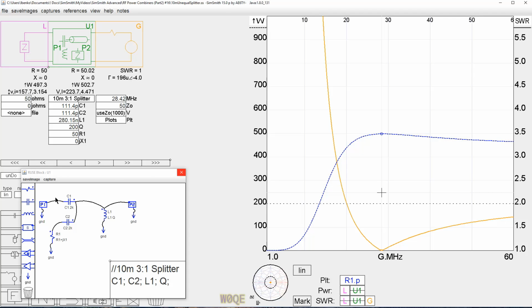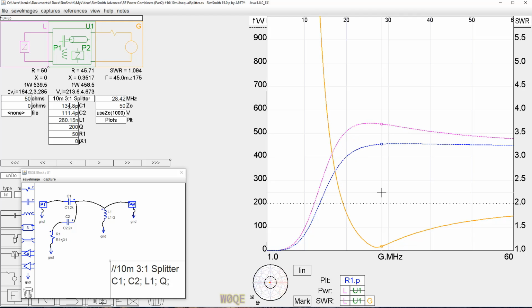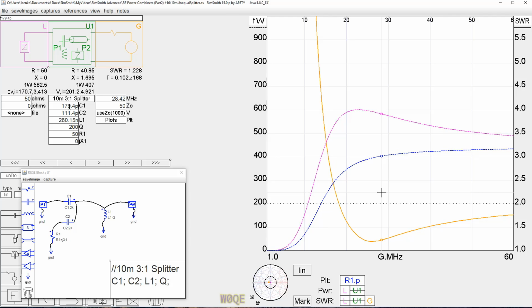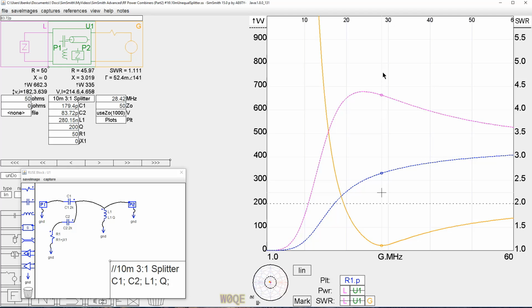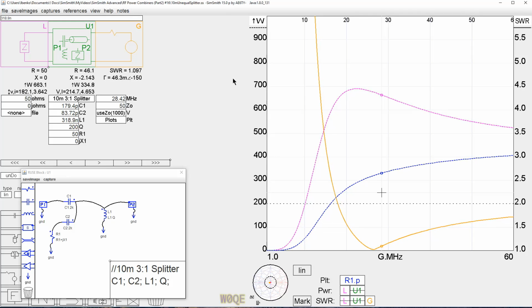What we're going to try to do now is adjust these components in such a manner that we get 3/4 of the power going to this port and 1/4 of the power going to this port. We'll do that by increasing C1 and decreasing C2. We can see right away that things are starting to go in the right direction. We want to move this up to 750 watts, move this one down to 250 watts, and we want that SWR to be good. For this example, we're going to make the SWR better than good. We're going to make the SWR pretty much perfect.